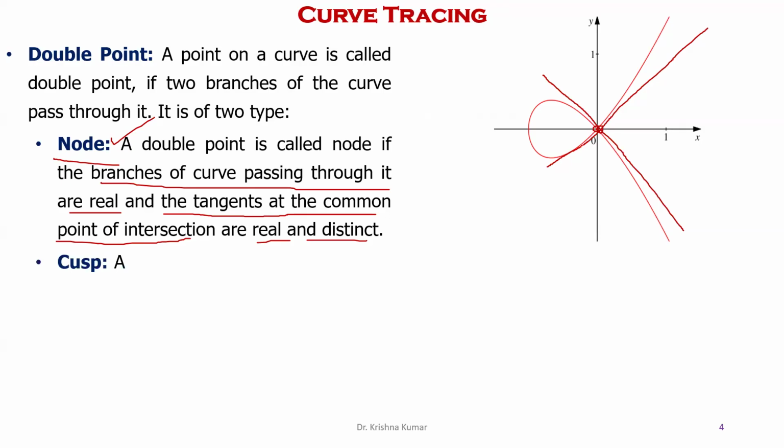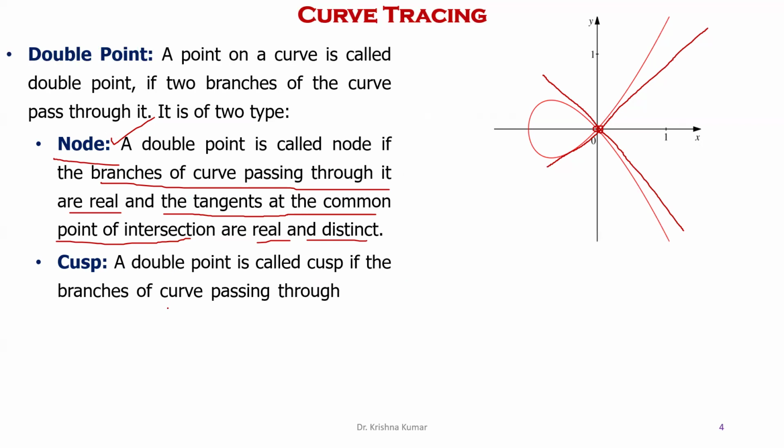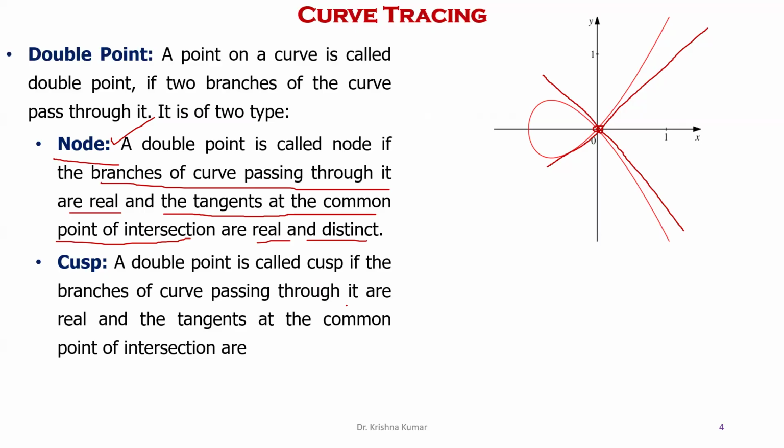The another double point is called cusp. A double point is called cusp if the branches of curve passing through it are real and tangents at the common point of intersections are coincident. Let me take that example also.